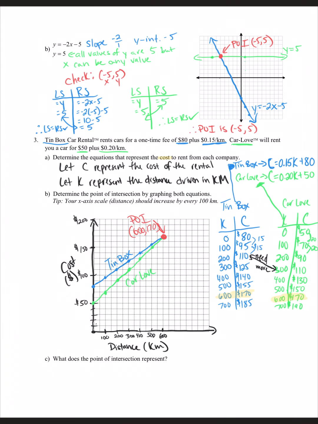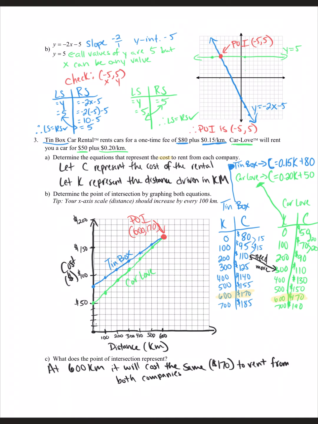So let's first state that at 600 kilometers, it will cost the same, which in this case is $170, to rent from both companies.